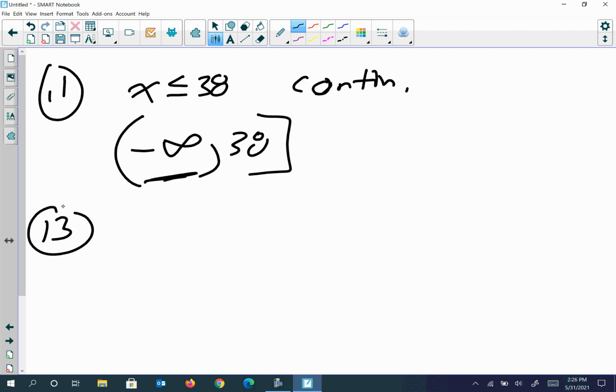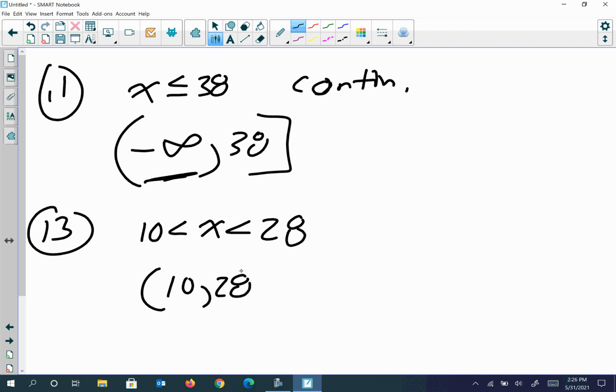13, a football team scores between 10 and 28 points. So 10 is less than or equal to x, which is less than or equal to 28. The reason we don't have solid brackets is because we're scoring between those two. So if we were to do an interval notation, we'd go 10, comma 28. And then this would be discrete data because I don't have decimal points that I get.